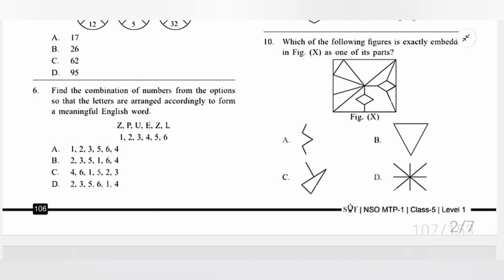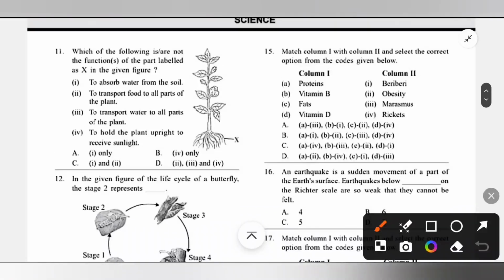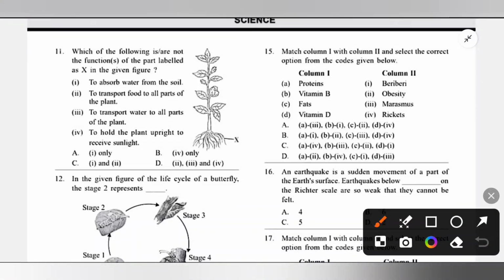Okay. Section is science. 11th one. Which of the following are not the function of the part labeled as X in the given figure? Okay, so we need to find the not function. So the part labeled as X in the given figure is root. First one, to absorb water from the soil. It is the function of root.